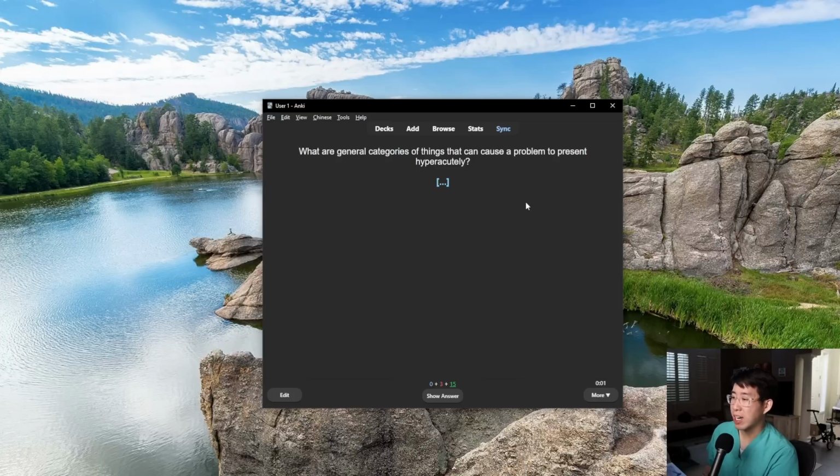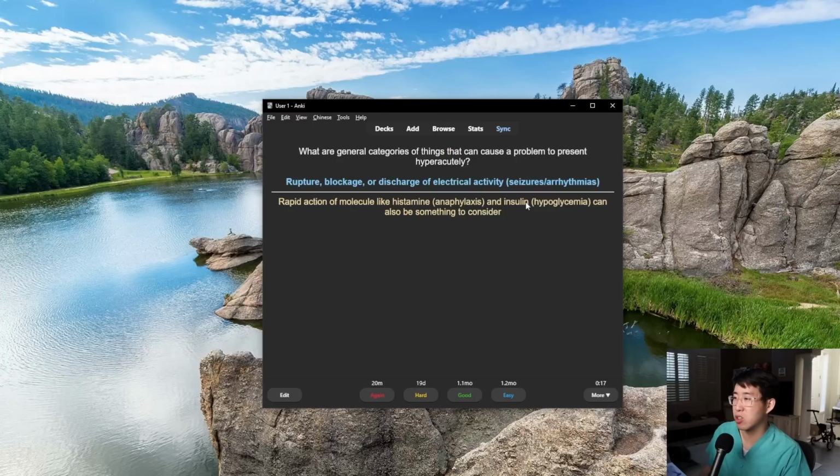What are general categories of things that can cause problems to present hyperacutely? So there's three main things that can cause severe, sudden decompensation. That would be a rupture, a blockage, or a sudden discharge of electrical activity. There's also a rapid action of a molecule like histamine, like anaphylaxis, or insulin. But in general, if somebody very hyperacutely decompensates, these are some of the things that you should really have on your radar.